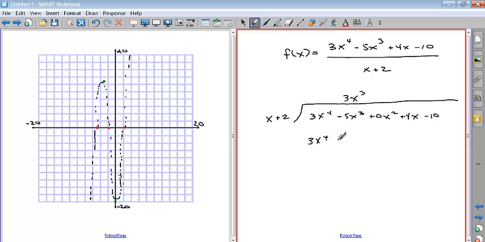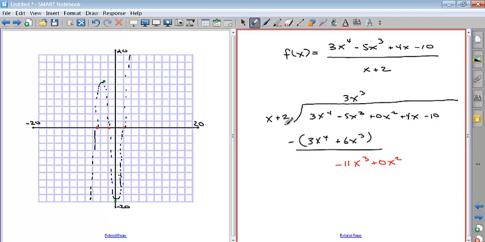3x cubed times 2 is plus 6x cubed. And remember, I'm subtracting this so that these go to 0, so I have to do the same thing with the second part. So I have negative 5 minus, because I have a negative times a positive, so this is negative 5 minus 6, which is negative 11. So I have negative 11x cubed plus 0x squared. I just carry 2 because I have 2 terms here.